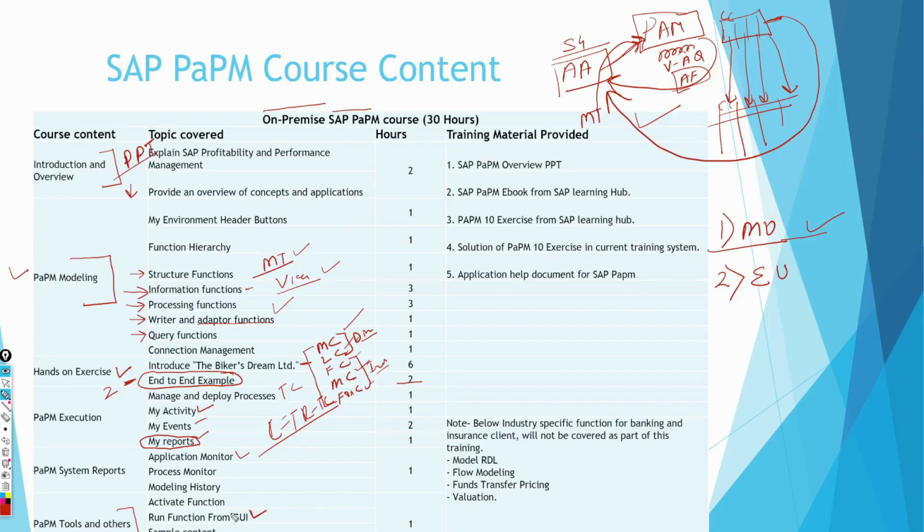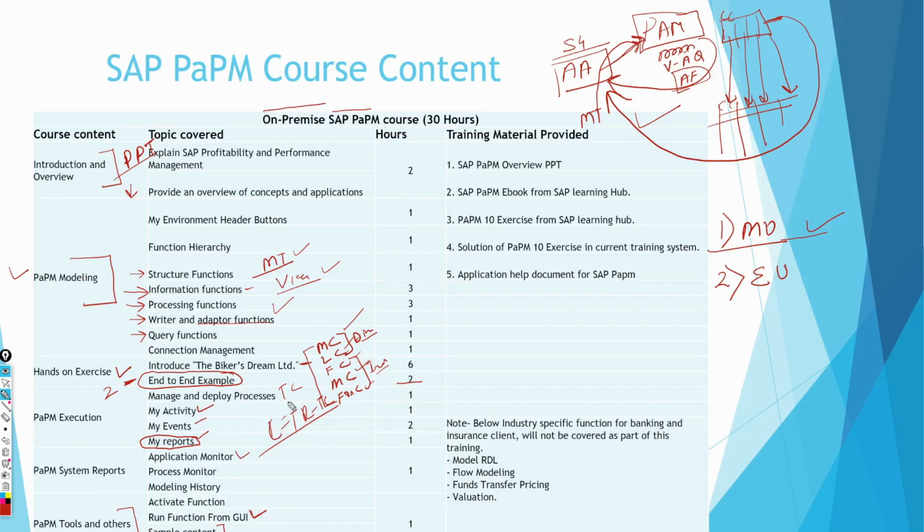Then there are other topics like sample content. Sample content means sample PAPM models built by SAP PAPM for particular industries. Those are available when we install PAPM. After the training, you will be able to understand how those models are configured. For example, if you want to search for a particular industry, you can go to that industry and see the model they built.